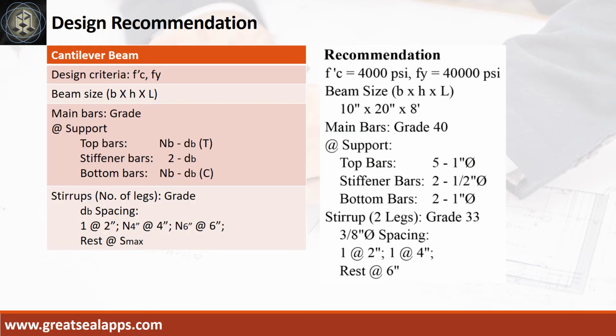Design recommendation as follows: FC prime equals 4,000 psi, Fy equals 40,000 psi. Beam size is 10 inches by 20 inches by 8 feet. Main bars of grade 40. At support, top bars 5 pieces 1 inch diameter bar. Stiffener bars 2 pieces half inch diameter bar. Bottom bars 2 pieces 1 inch diameter bar.